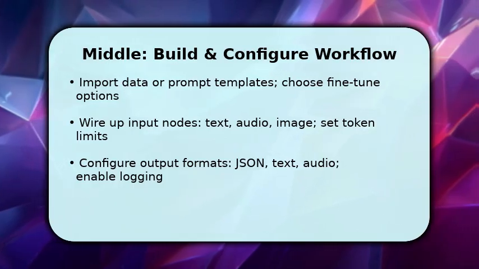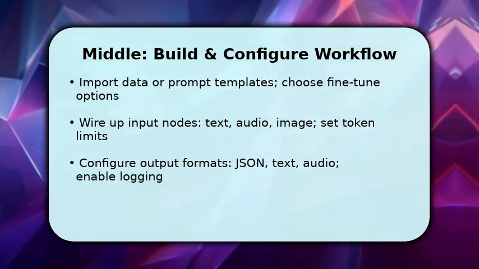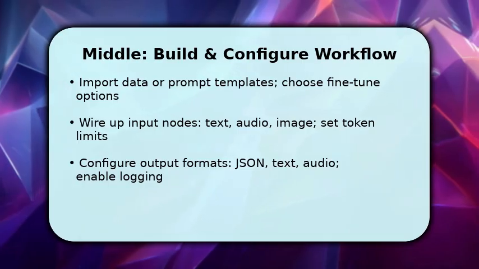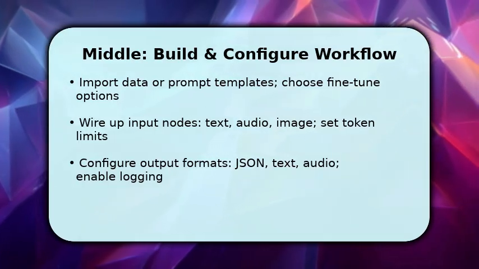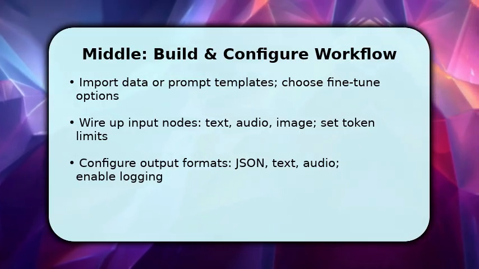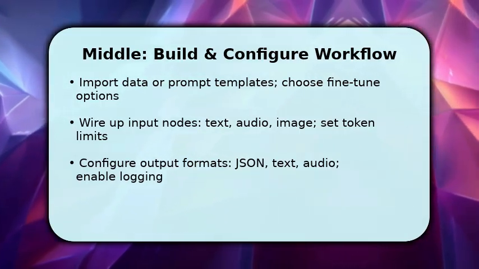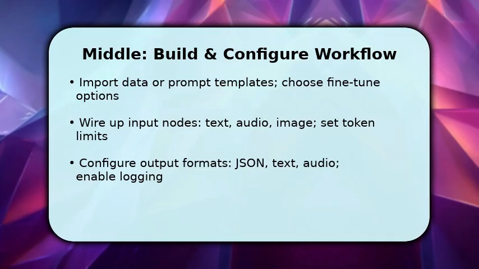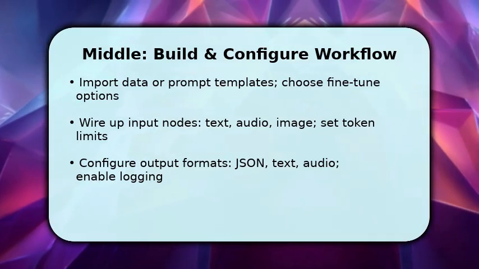Next, wire up input nodes, text, audio, and images, and set sensible token and rate limits so responses stay predictable. Configure outputs for the format you need, like JSON, plain text, or audio. Enable logging and versioning so you can trace changes and reproduce results when necessary.